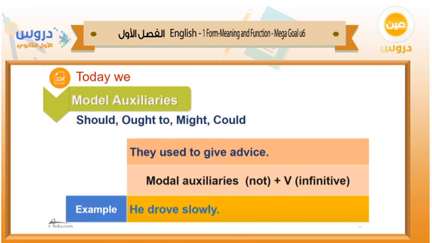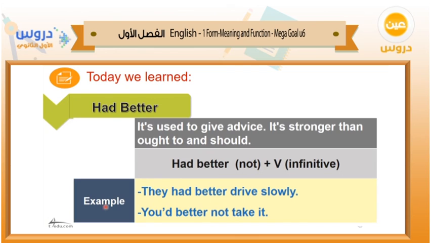Again, today we'll learn modal auxiliaries: should, ought to, might, could. They are used to give advice. And this is the example: He should drive slowly. As well as had better, it is used to give advice stronger than ought to and should. They had better drive slowly. You'd better not take it.